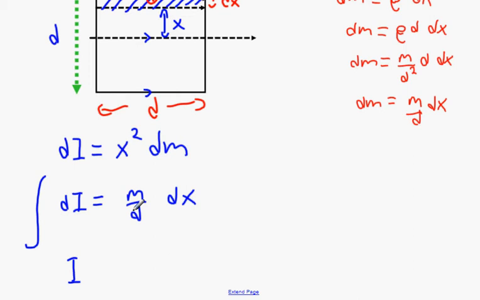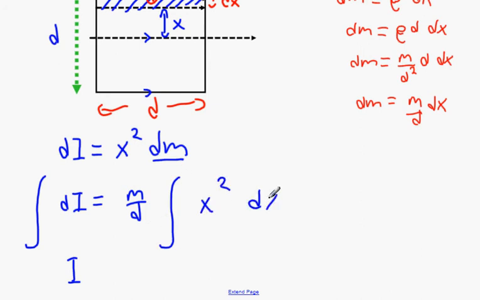So we're just going to get our x squared dx there. So I've got the x squared part. I replace dm with m over d dx, and there's still x squared in there. Okay, so I'll just rewrite that. Actually, it's a bit messy. So integral sign of x squared dx.